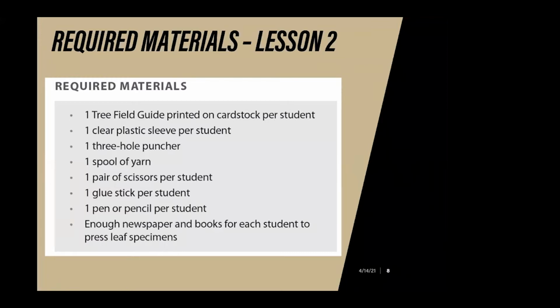A 3-hole puncher, a spool of yarn, a pair of scissors per student, one glue stick per student, one pen or pencil per student, and enough newspaper and books for each student to press their leaf specimens. We will now watch the procedure for the hands-on activities for lesson 2 about tree ID.